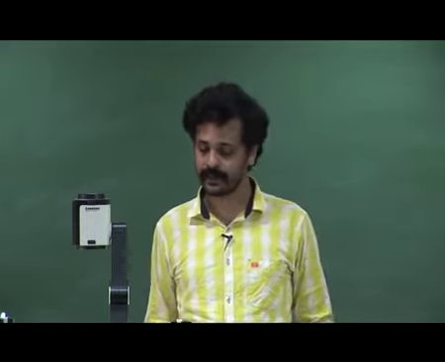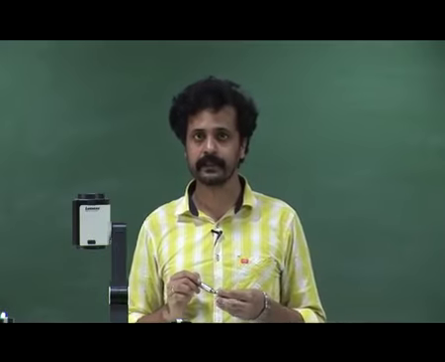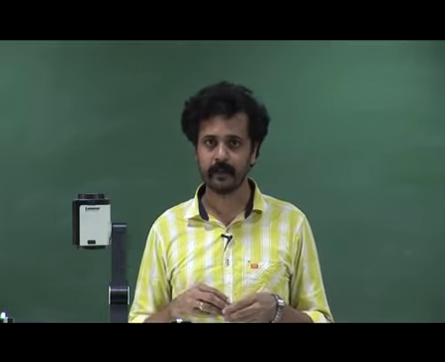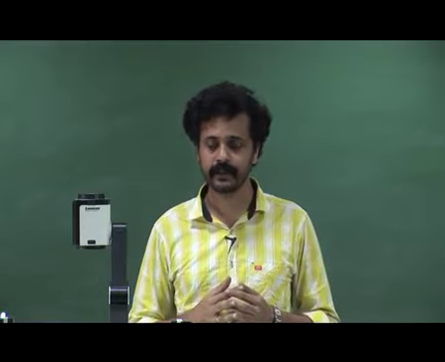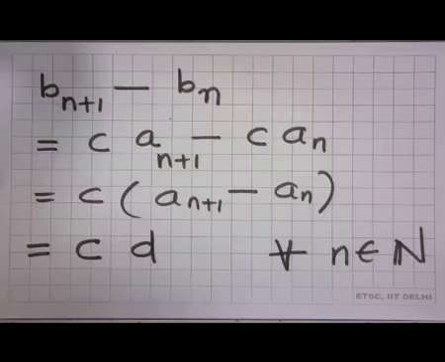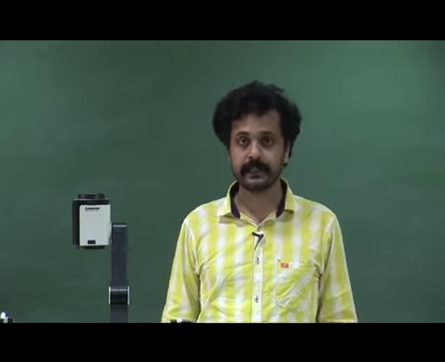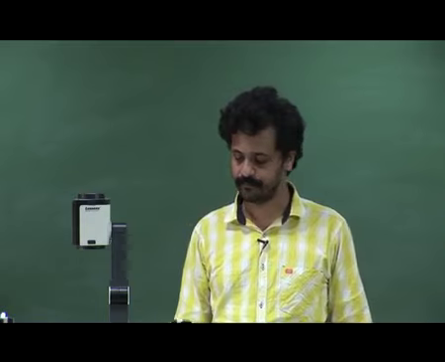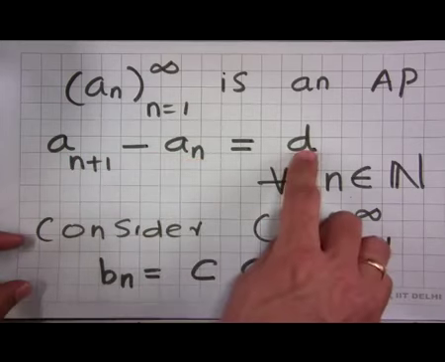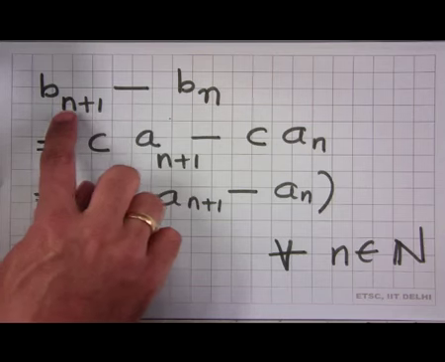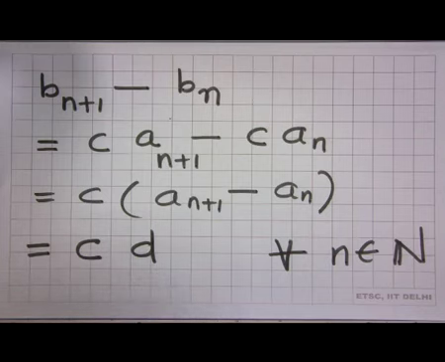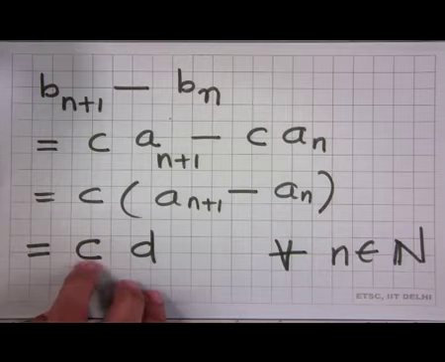But unlike in the other case, where we constructed a sequence from the given arithmetic progression by adding a constant to it, here the common difference of the constructed sequence is different from the common difference of the given arithmetic progression. See that the difference a_(n+1) minus a_n is D, whereas the difference b_(n+1) minus b_n is not the same D, but it may be different from D depending upon what this C is.